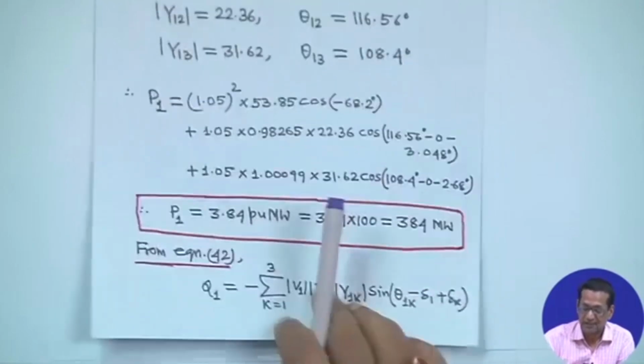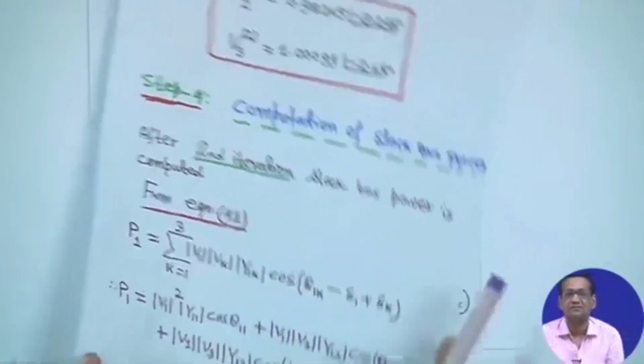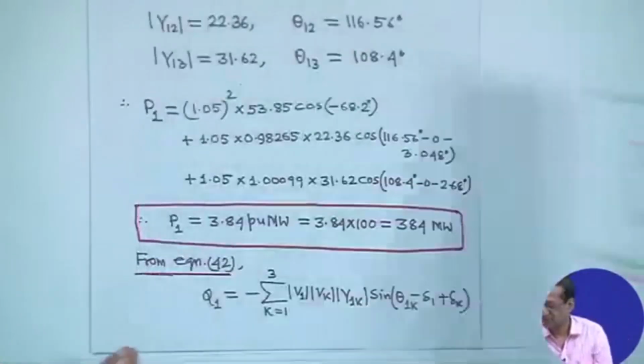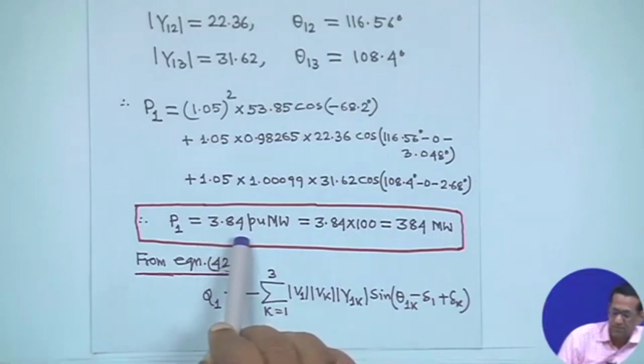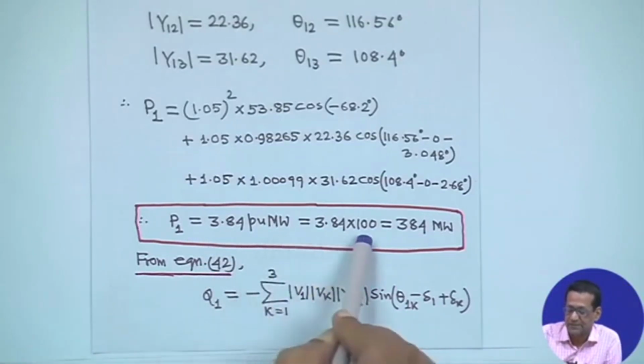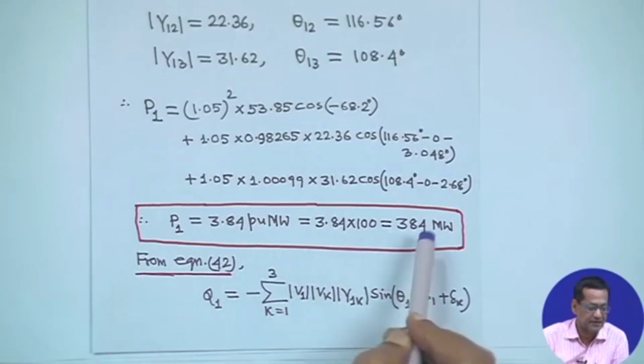So with this you substitute all these things for P1, right. If you do so, you will get P1 equal to 3.84 per unit. The base MVA is 100, so if you multiply, it is 384 megawatt, right.